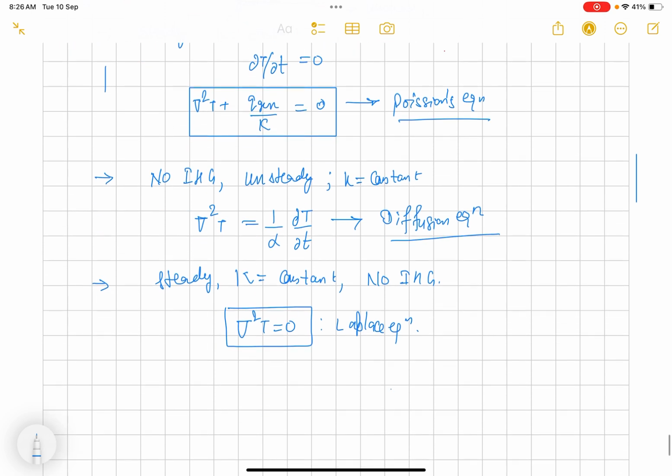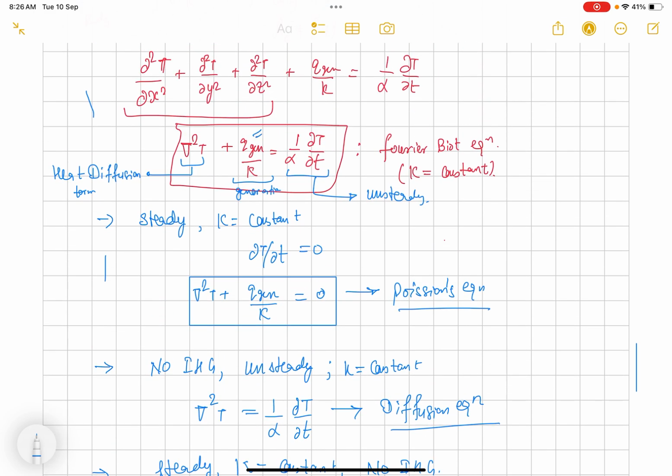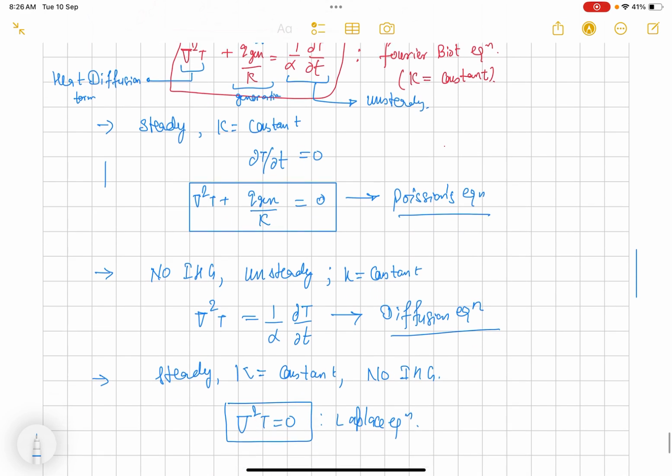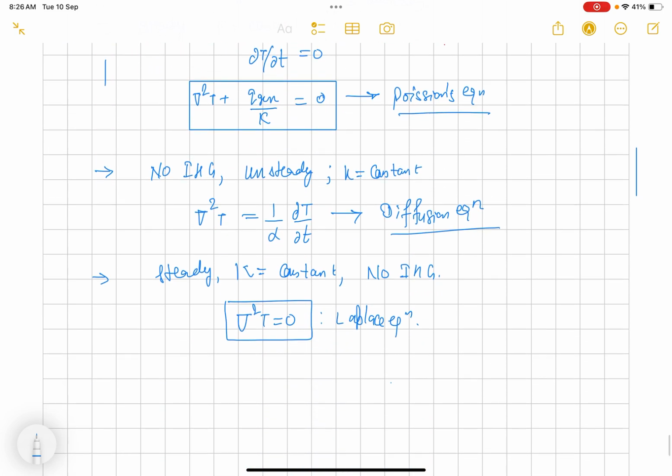And if we assume steady state and no internal heat generation, then the steady-state term will be 0, and for no internal heat generation, the generation term will be 0. So we are left with only the Laplacian term, which is the diffusion term. Since we are left with only the Laplacian, it is the Laplace equation of heat conduction. In the next class we will look at the heat equation in cylindrical and spherical coordinate systems. Thank you.